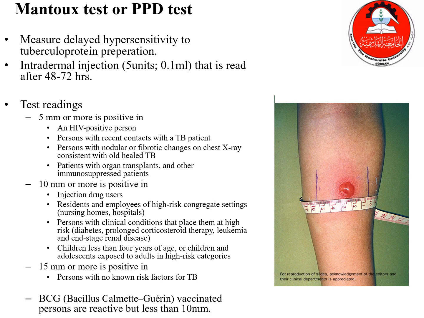15 millimeters or more is positive in persons with no risk factor for TB. So for immunocompetent, healthy people, an induration of 15 is considered positive. Less than 15 is negative. And those who have taken the vaccine, which is the BCG, Bacillus Calmette-Guerin, would show an induration of less than 10 millimeters.